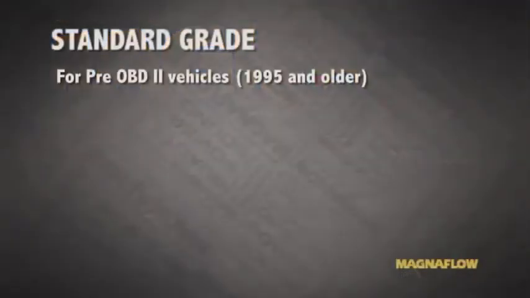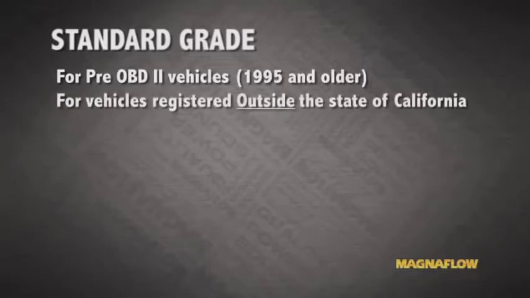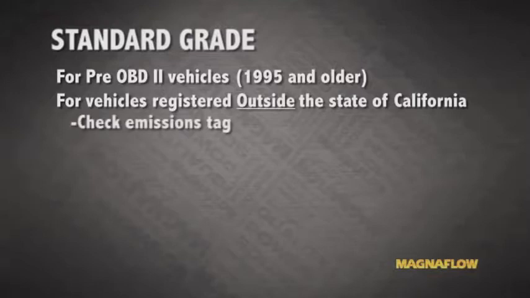For pre-OBDII vehicles, and these are vehicles 1995 and older, we have our standard grade. For 49 state applications registered and operated outside the state of California, we'll need to first reference the emissions tag. On the emissions tag, we'll need to determine what type of converter is on the vehicle. This can be a two-way, three-way, or three-way plus air.